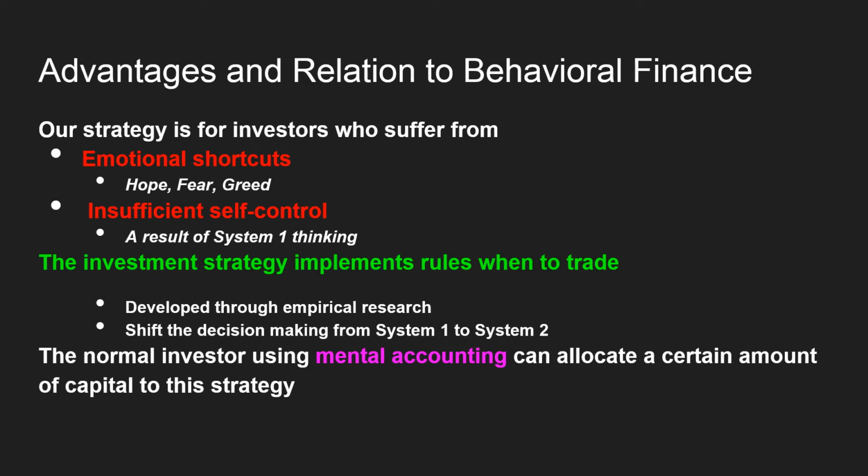Our investment strategy helps combat this behavior by relying on the reasoning in System 2 thinking to examine prior empirical evidence and deriving trading rules from the research for investors to follow. This takes the investment decisions out of the hands of the investors and removes the emotional and self-control issues from their trading. Finally, investors who use mental accounting should allocate the amount of their capital to our strategy based on the specific account they are trying to fund or the timeline necessary.